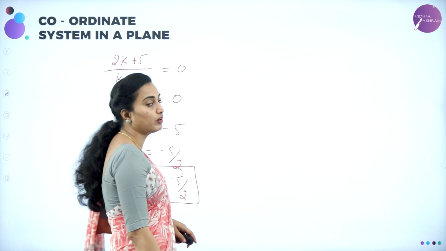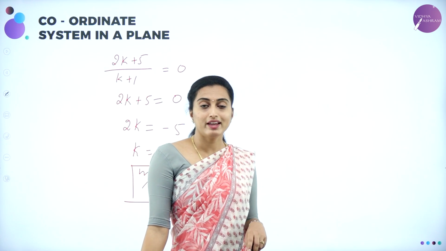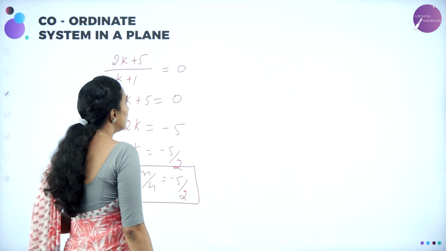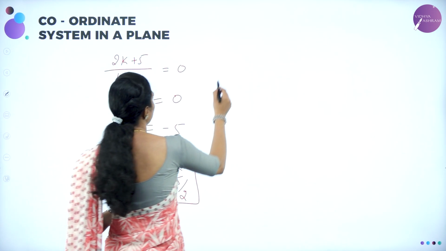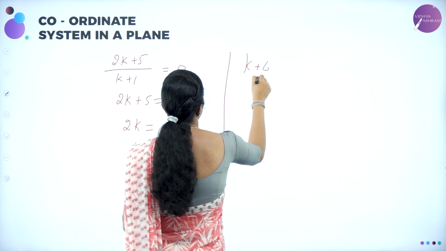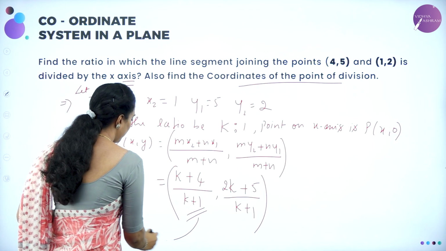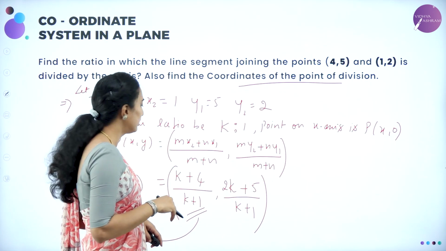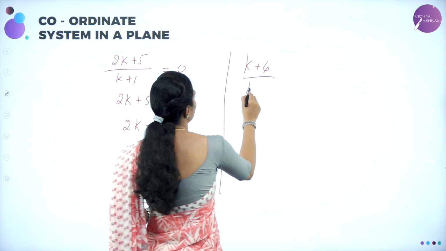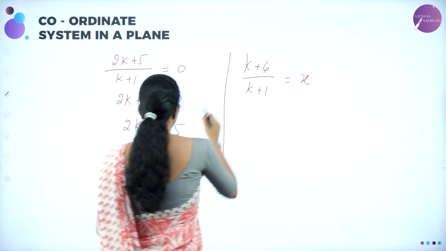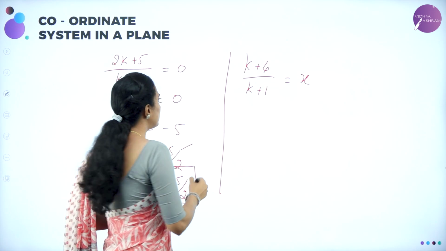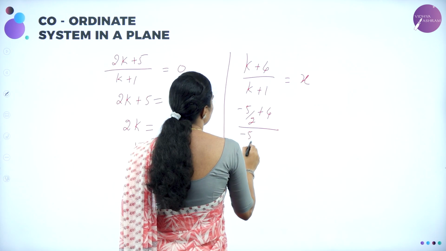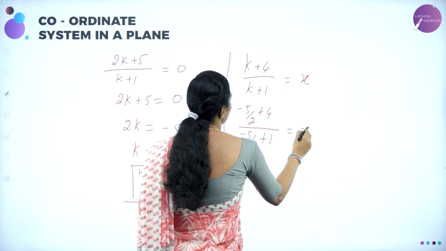They have asked you to find out the coordinates of x. For the x coordinate, you are going to substitute the k value, minus 5 by 2. Here we have k plus 4 divided by k plus 1, which will be equal to the x coordinate. We know the k value, so we can substitute and find the x coordinate. k plus 4 divided by k plus 1 is equal to x. We know that k is minus 5 by 2, so let me substitute: minus 5 by 2 plus 4 divided by minus 5 by 2 plus 1 is equal to x.